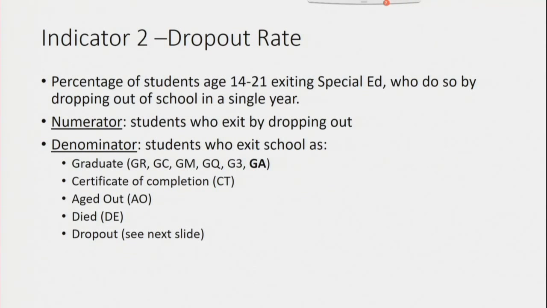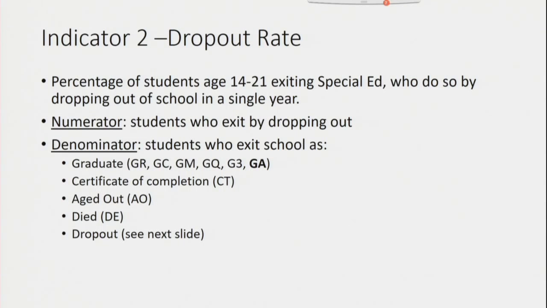So the definition of Indicator 2 is dropout rate, but specifically that is the percentage of students ages 14 to 21 exiting special education who do so by dropping out of school in a single year. So it's looking at that event dropout rate. In the numerator are those students who actually exited by dropping out, and then in the denominator would be all those students that are listed here. So students with any kind of a graduate code. You can see the different graduate codes there in the parentheses.